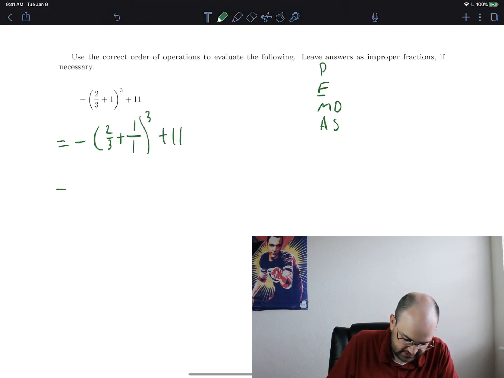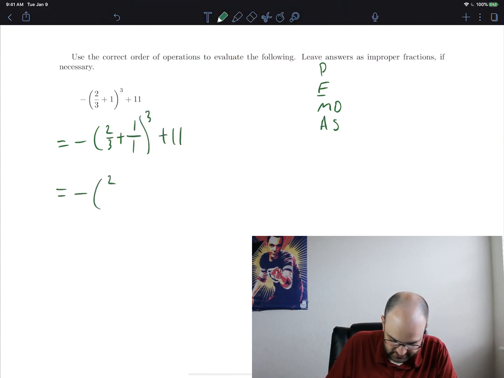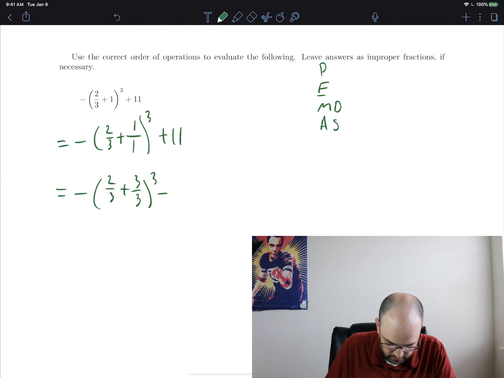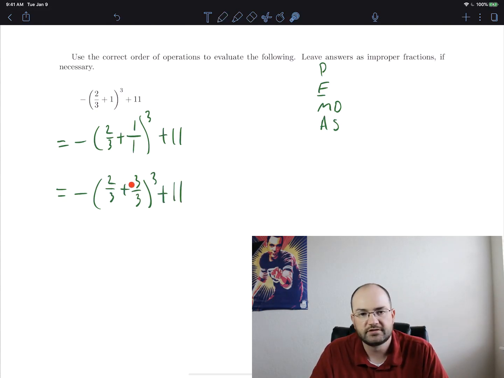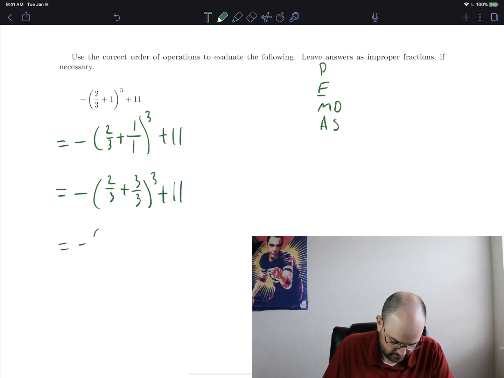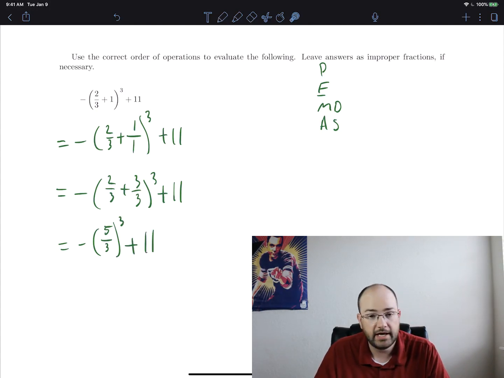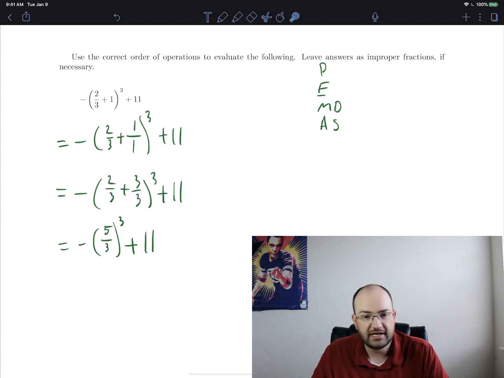So that's going to give us negative parentheses 2/3 plus 3/3, all cubed plus 11. 2/3 plus 3/3, add the numerators. 2 plus 3 is 5. The denominator stays as a 3. And now we have just evaluated the parentheses. Next, let's look at the exponents.